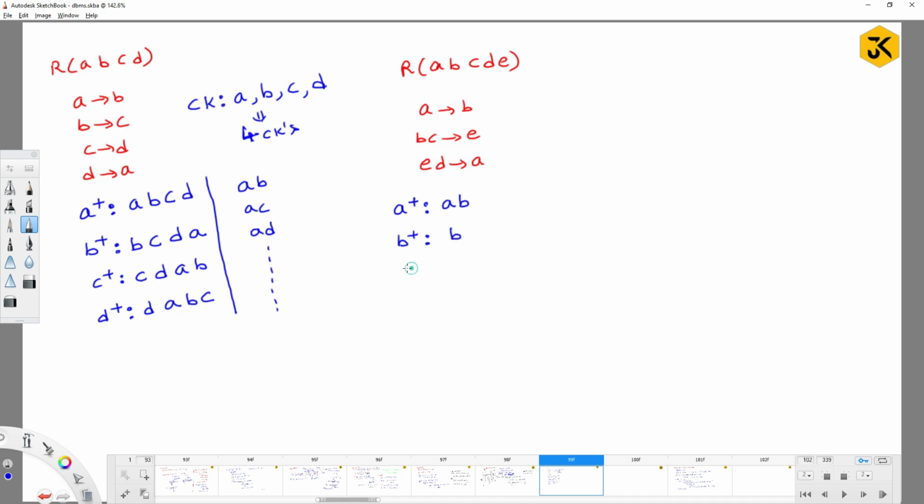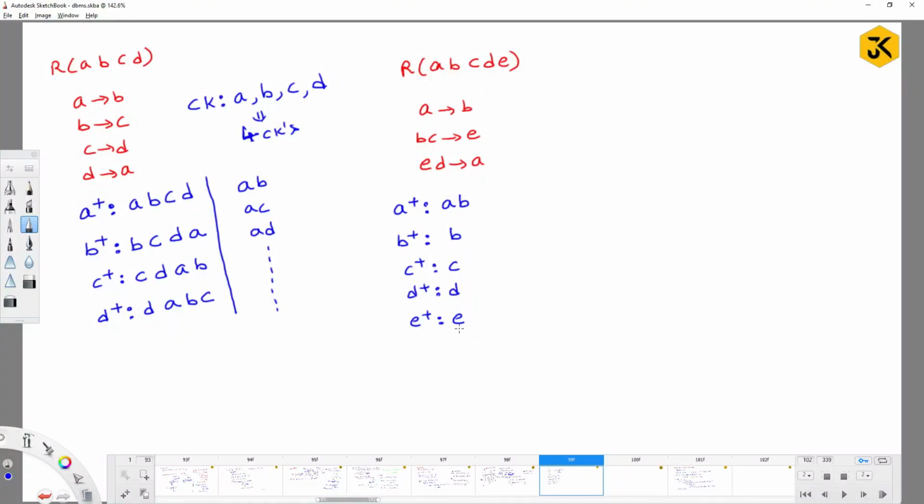B only. Closure of C? C. Closure of D? D. Closure of E? E. So E closure is E, right? Meaning that all the single level attributes cannot determine the entire relation. So none of these come under candidate key. So what is the next step? You have to go with the 2 level.